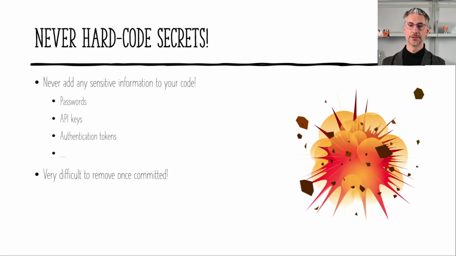Very, very important: never hard code any secrets. Never add any sensitive information to your code, like passwords, API keys, authentication tokens, whatever it is. Because as you've seen, Git keeps track of everything. It's almost impossible, not quite, but very difficult to remove sensitive information once it's been entered into the repository. And as you've seen, it's not enough to just rename, remove or edit the file, because Git will keep the history forever.